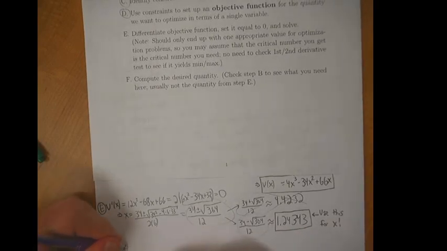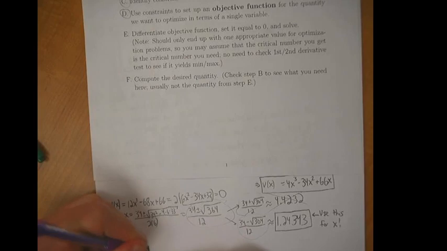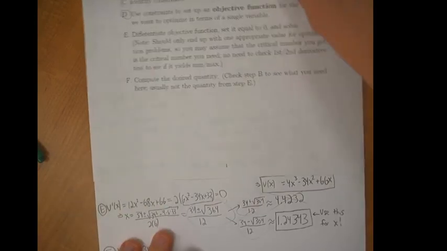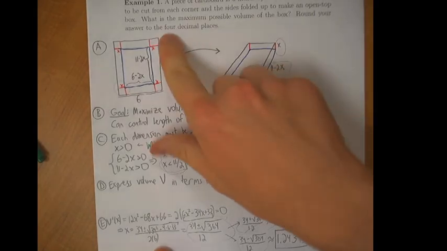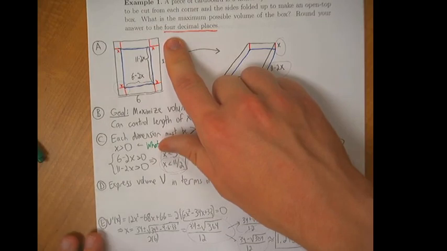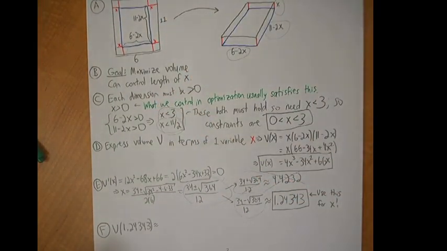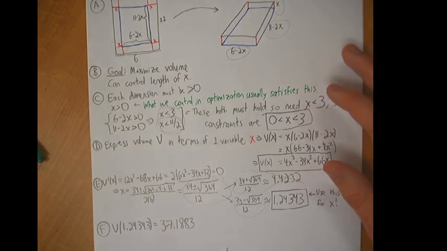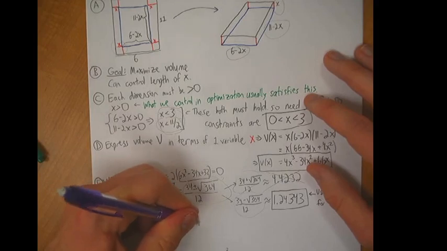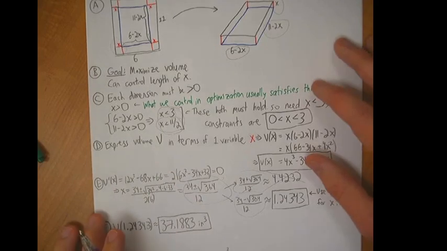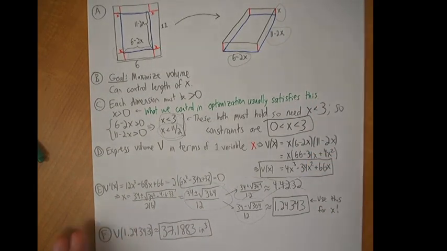So if we plug in V of 1.24343 into our volume function, I'll save you guys a bit of time and say that the approximation with respect to 4 decimal places, as per the problem statement, is 37.1883. And then this is in cubic inches, because the problem says that we are working in inches here. Okay?